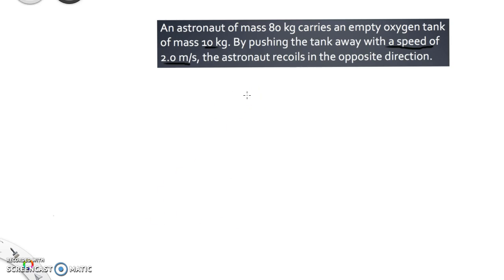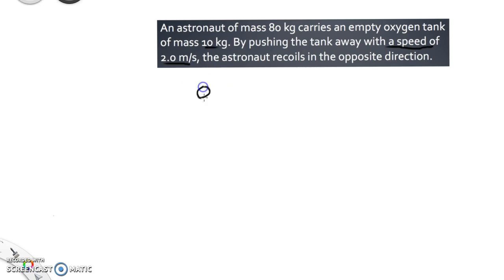So if they experience the same force, what we could do is figure out what force would cause the tank being pushed to develop that speed, and then we would use the same force on the astronaut to see how fast the astronaut was going. That'd be pretty difficult to do because we don't have enough information. We could set up this problem and solve it, and some of the missing variables would drop out. But this is one of those times where it's actually easier to use momentum.